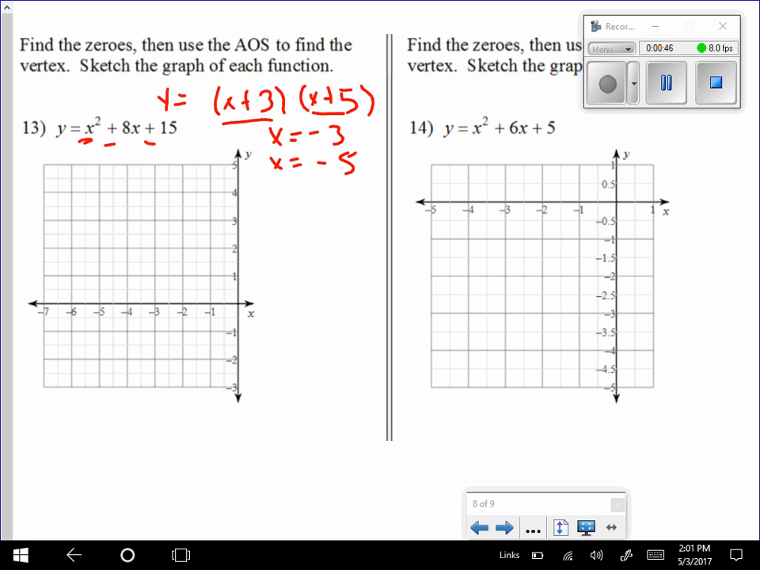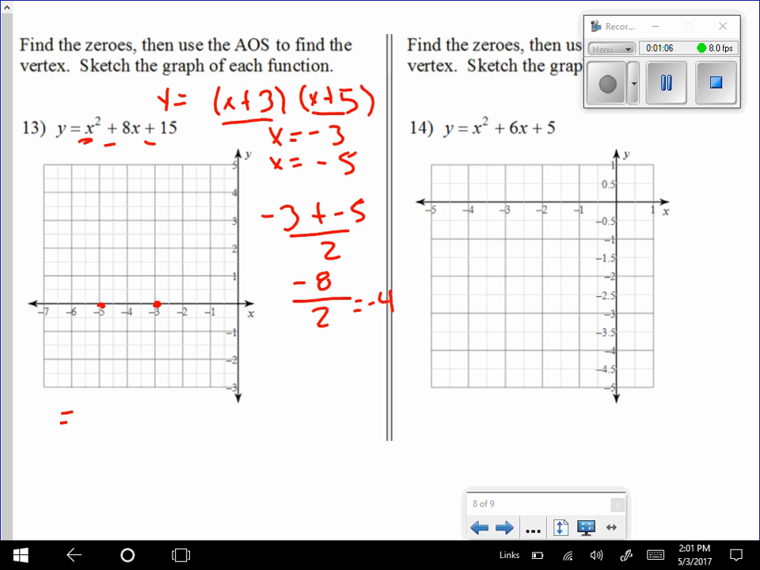Now I need to find my axis of symmetry and my x value of my vertex, so I'm going to add these up, divide by 2, so I get -8 divided by 2, which would be -4. So I have -5, -3, and -4 is my axis of symmetry.